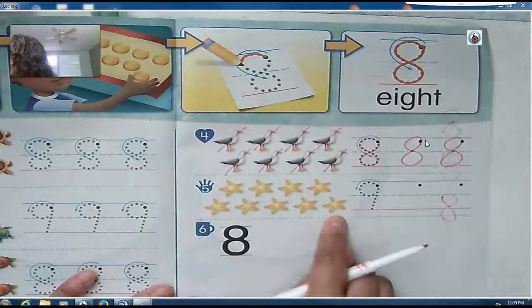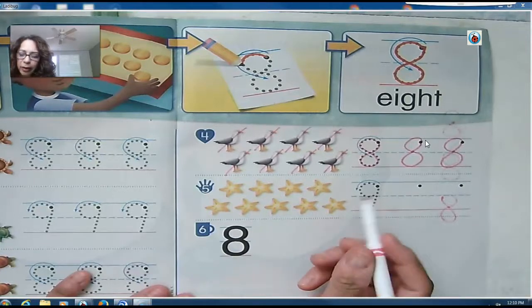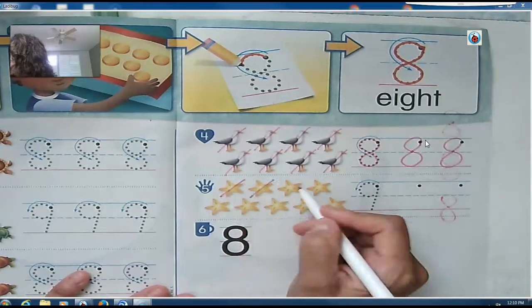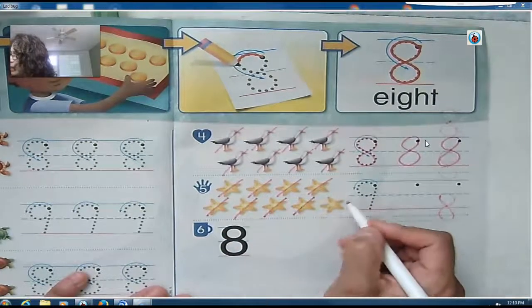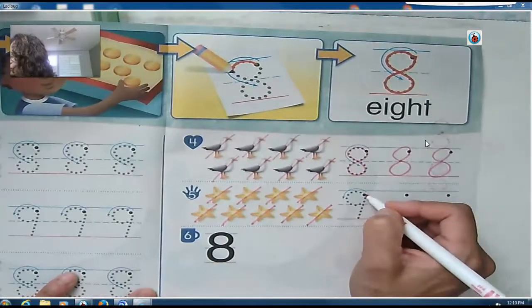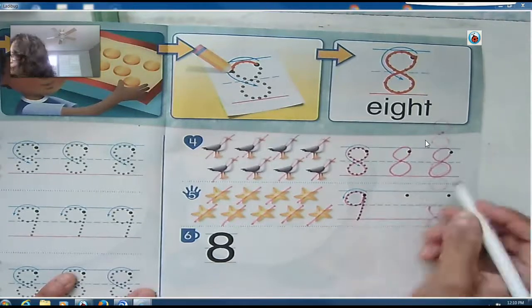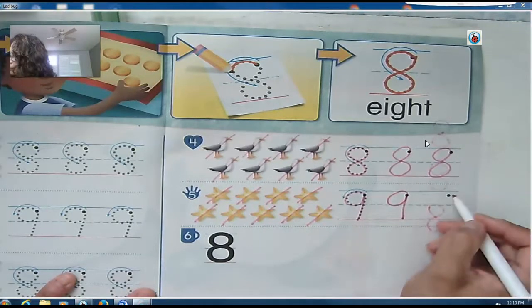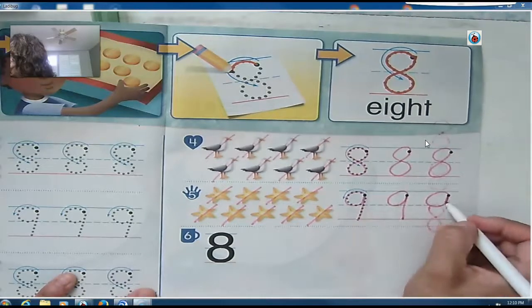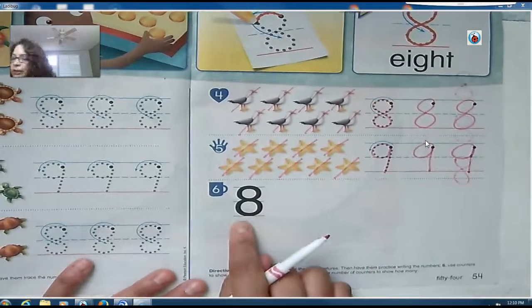Alright, number 5. We have to count the sea stars. Those are really cool. Alright, let's go ahead and do that. Ready? 1, 2, 3, 4, 5, 6, 7, 8, and 9. Alright, let's start on the dot. And then make a circle. And a line. And a circle. And a line. Circle. Close the circle. And then push down to make your line.